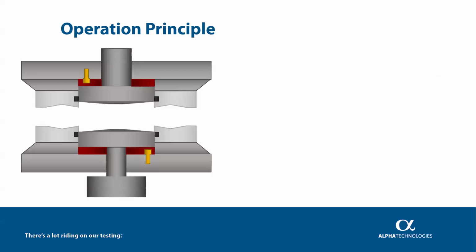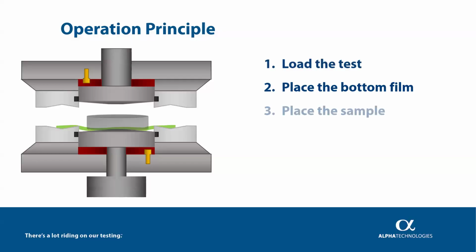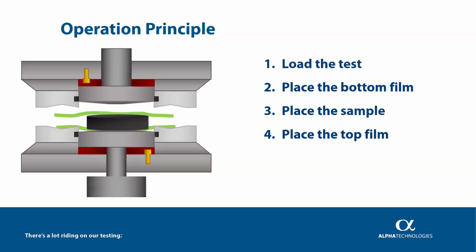Okay, so let's talk about the operation principle. One of the great things about the RPA is how operator-friendly it is. All you need to do is load the test method into the software, place the bottom film, add your sample, cover it with the top film, and hit start. That's it. The rheometer takes care of the rest automatically. Pretty simple, right?